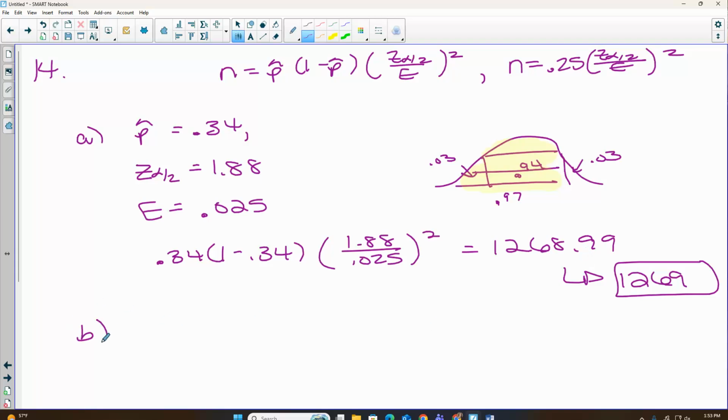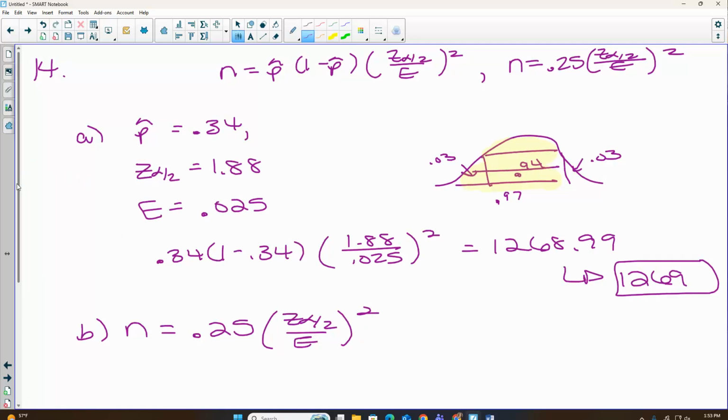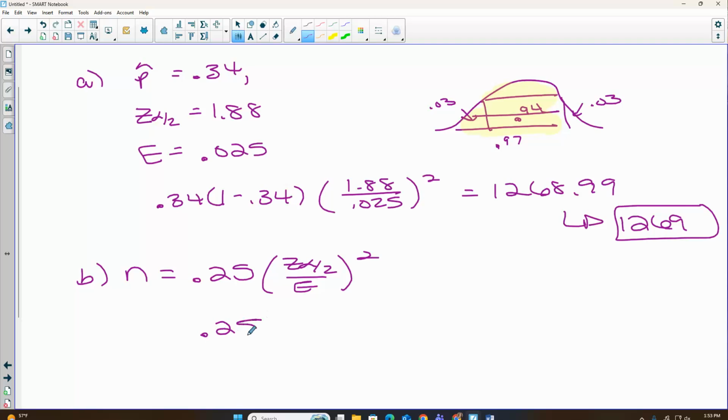So part B is saying no prior estimate. So that's when we use the second one. We already have all of our variables identified, so we just plug in. We have 0.25 times 1.88 divided by 0.025, squared. My handwriting is just sloppy today. And that gives me 1,413.76. So we would have to have 1,414 people.